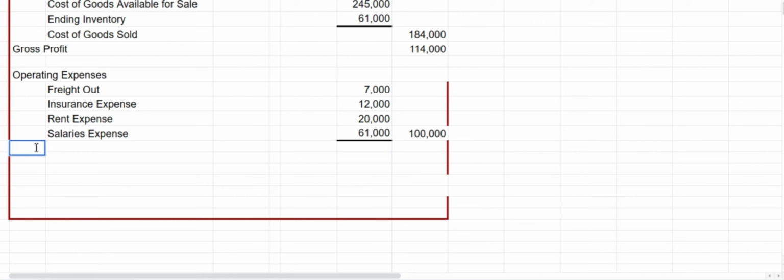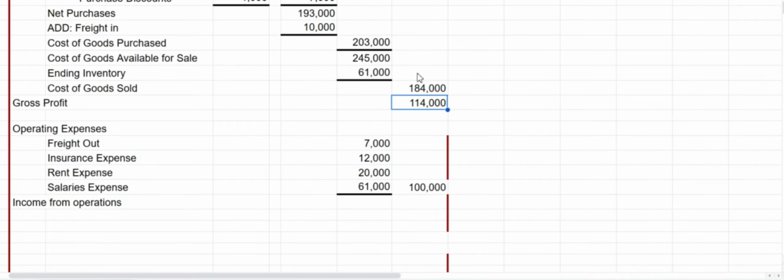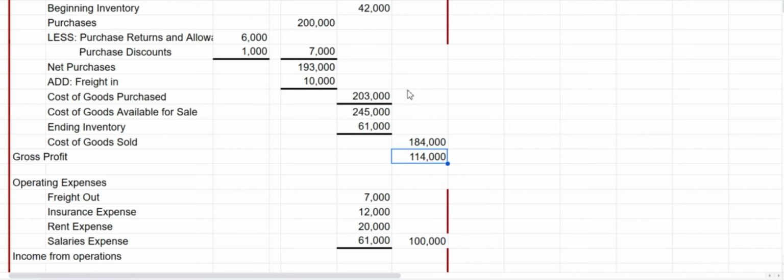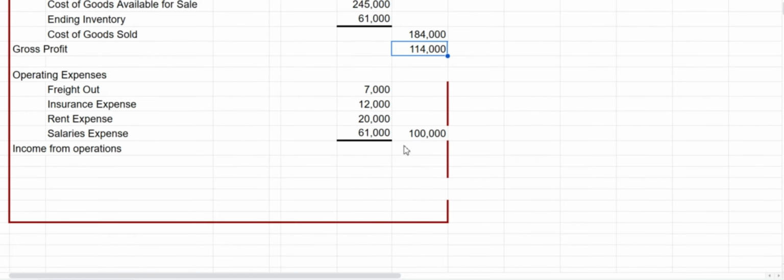And the reason why we're doing this is to get our income from operations. And that is our gross profit, the money that we got from subtracting cost of goods sold from cost of goods available for sale. That's our gross profit. And then we need to subtract the total operating expenses to get the income from the operations. 114,000 minus 100,000 is just 14,000.